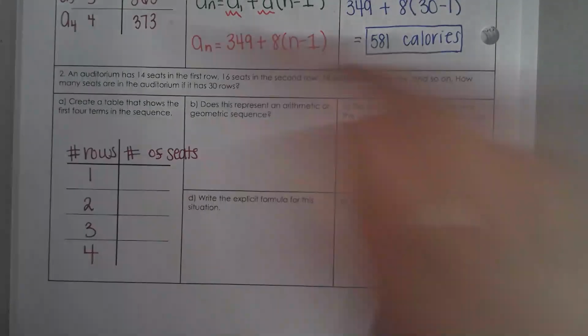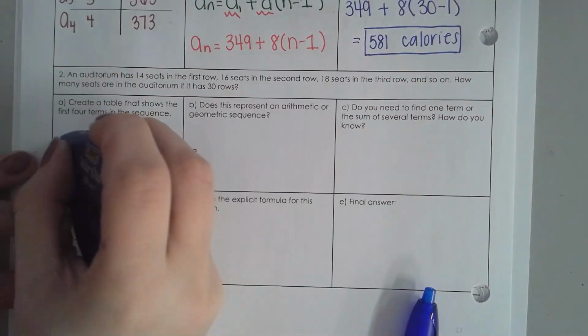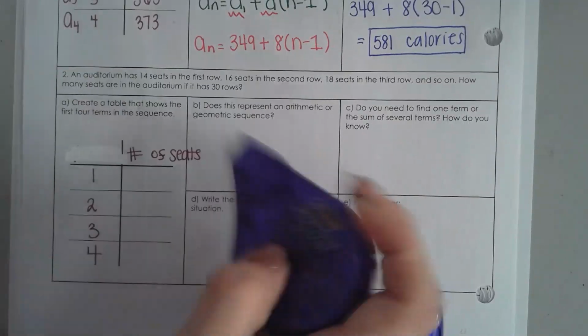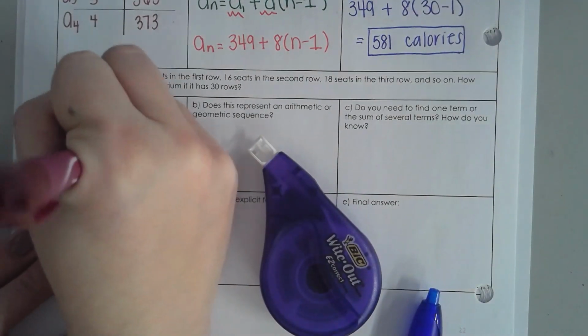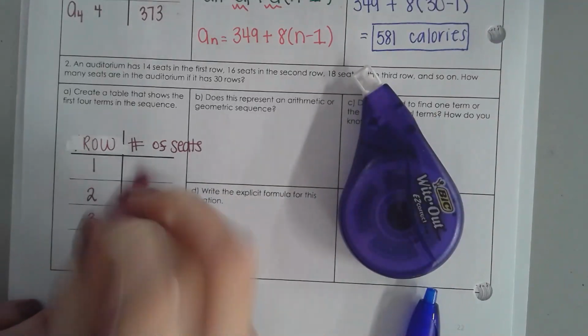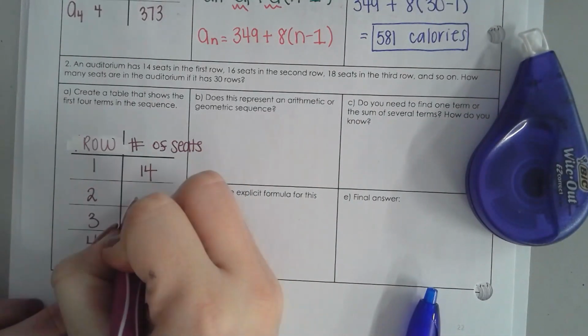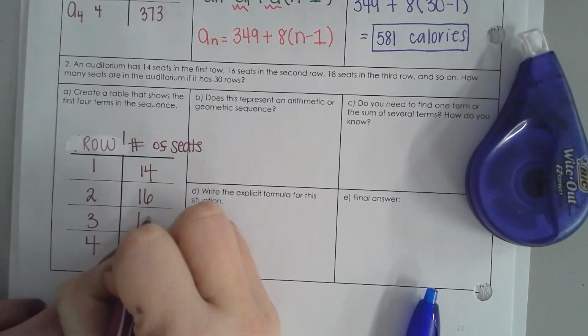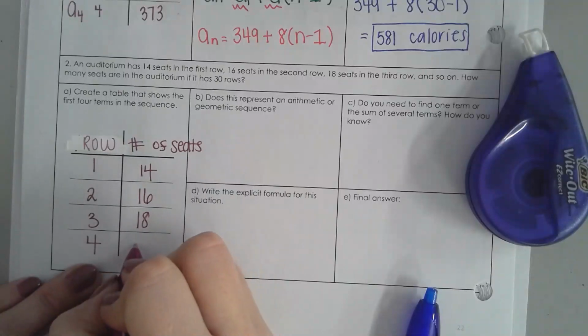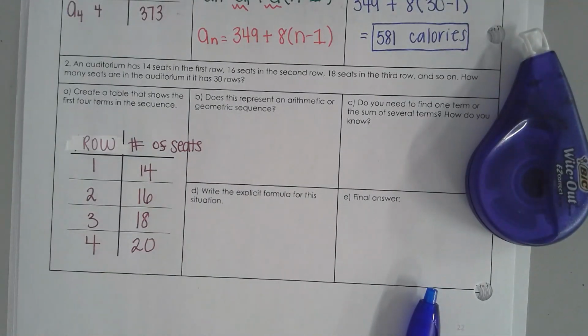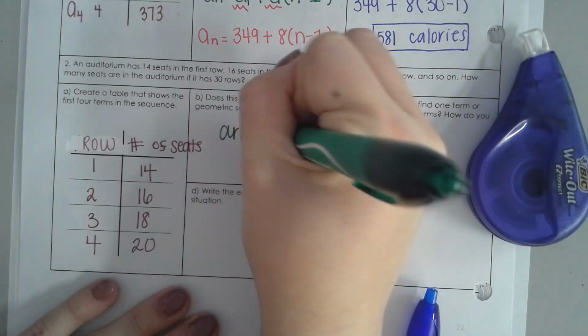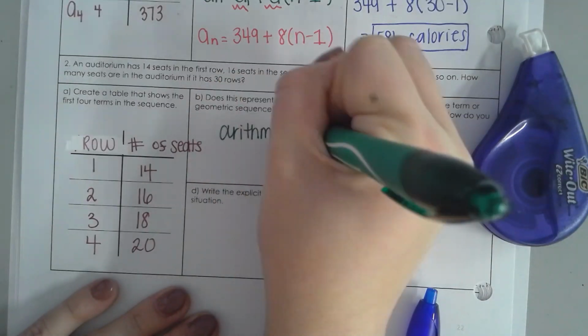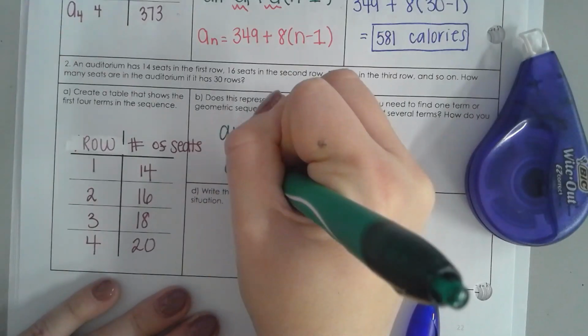Really, honestly, that shouldn't be number of rows. It should just be row 1, row 2, row 3. Okay. So row 1 has 14 seats. Row 2 has 16, 18. What about row 4? 20. Okay. How did you get 20? You figured out you were adding 2, which means it has to be what type of sequence? Arithmetic. Right.